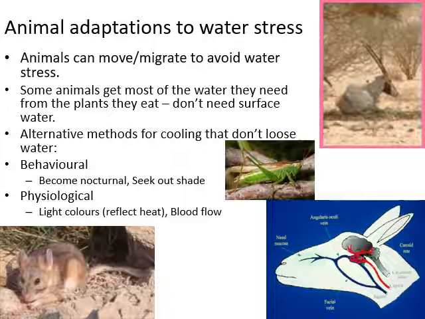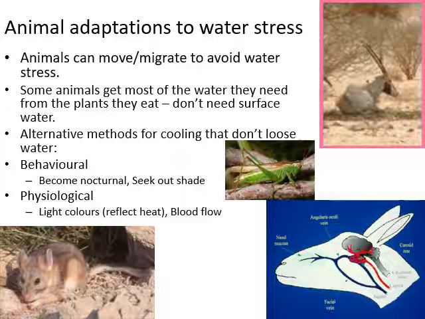And then I mentioned that evapotranspiration is one of the main ways that animals cool themselves, but it's not the only way that animals can cool themselves. Animals can change their behavior. They can become nocturnal so that they don't get so hot, or they can seek out shade and spend their time in the shade.